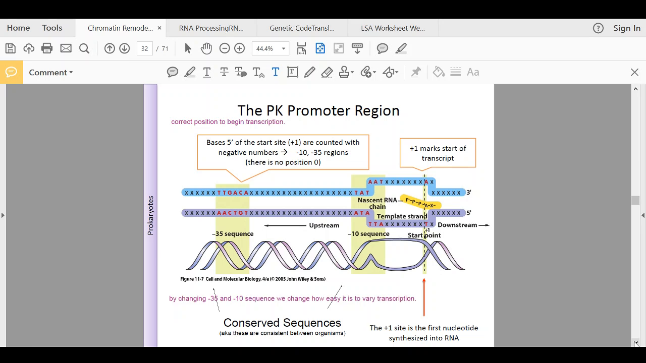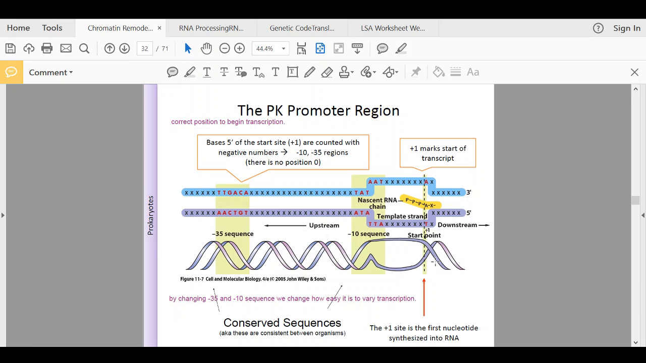So how do we get this whole RNA polymerase in the correct position? Let's think about these sequences. In a prokaryotic promoter region, we have a -35 sequence and a -10 sequence, both of which are upstream of the start point over here at the +1 site. And we notice at the +1 site that there is no 0 site because the +1 actually marks the start of our RNA transcript.